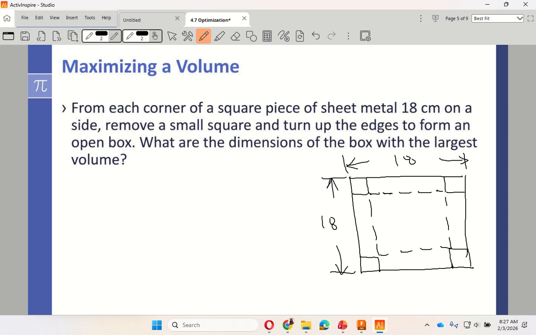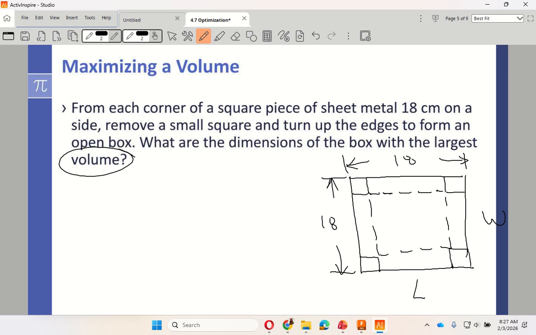I need to read the question and ask what it is looking for. What am I looking for here? Volume. So if it's a volume, that gives me a three-dimensional shape. So from this, I'm going to have a length. I'm going to have a width. And I'm also going to have a height.